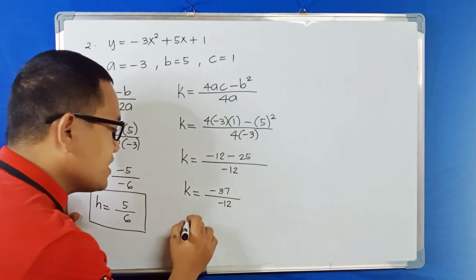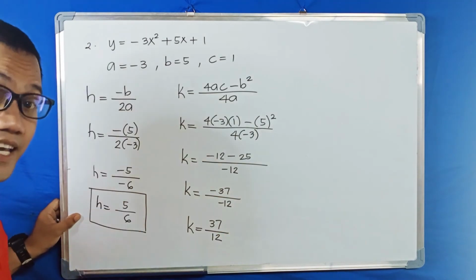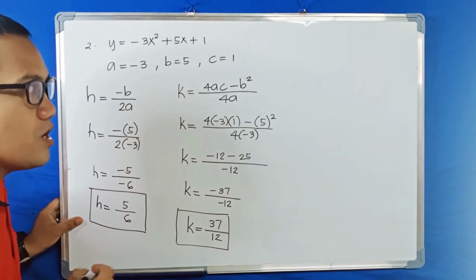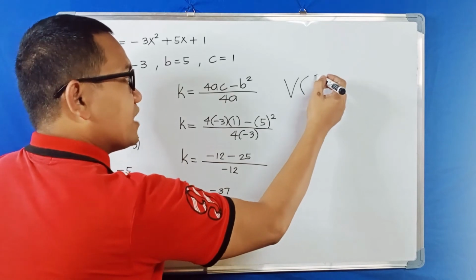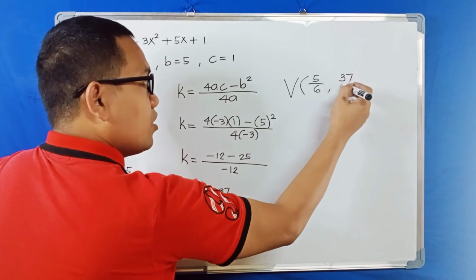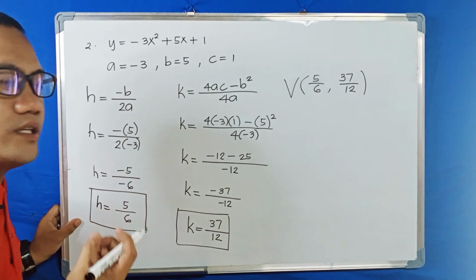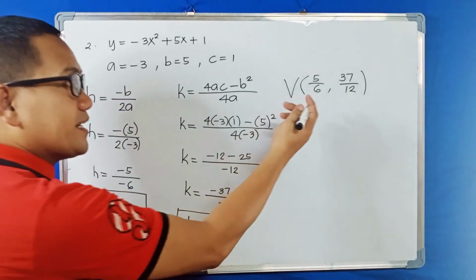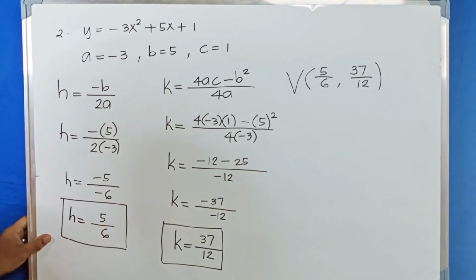To simplify, our K here is 37 over 12. So this is in terms of fraction. So to identify the coordinates of our vertex, we will have our H, which is 5/6, and our K, which is 37 all over 12. So the turning point of our quadratic function y is equal to negative 3x squared plus 5x plus 1 will be at quadrant 1 with coordinates 5 over 6 and 37 over 12.